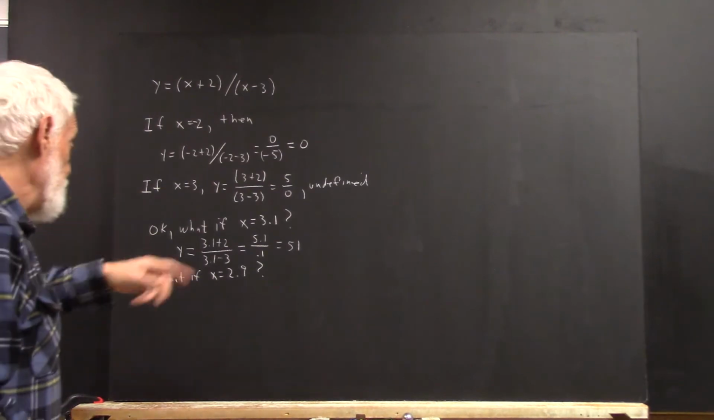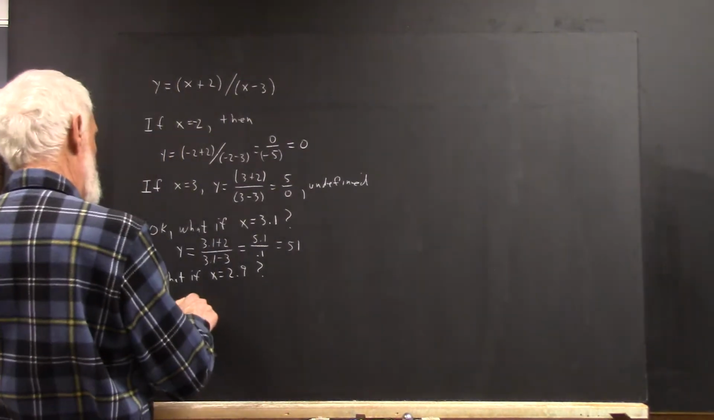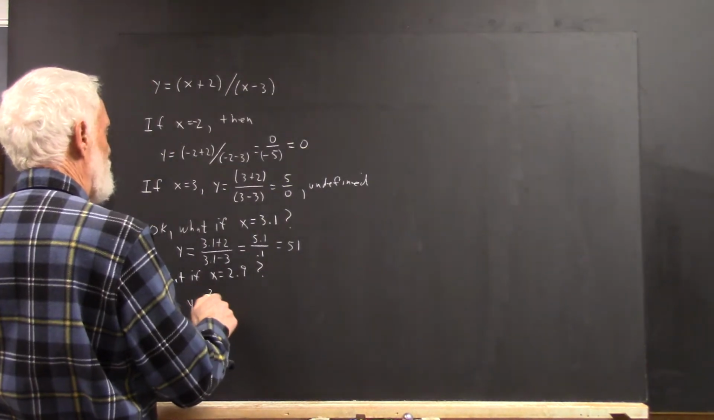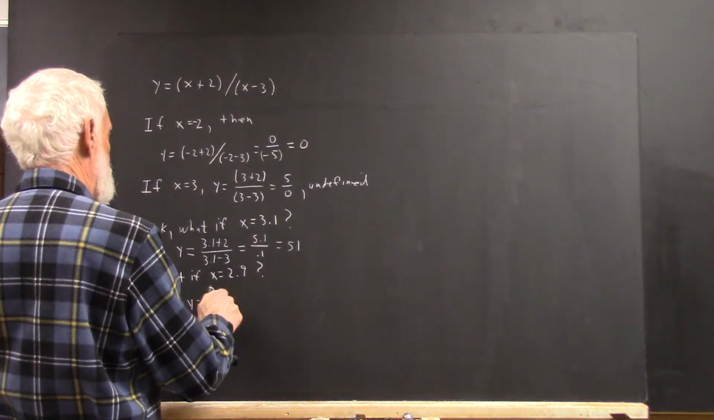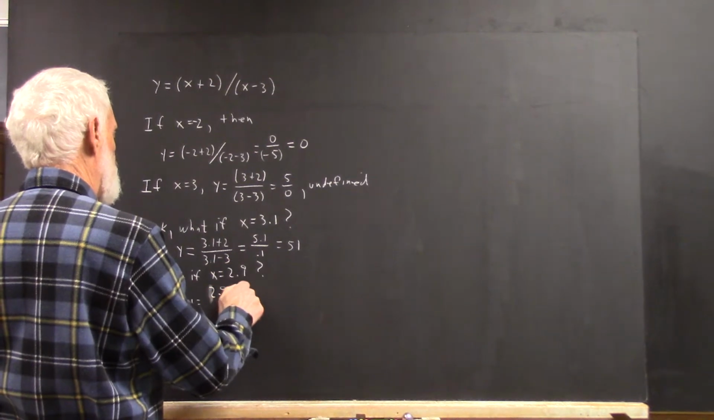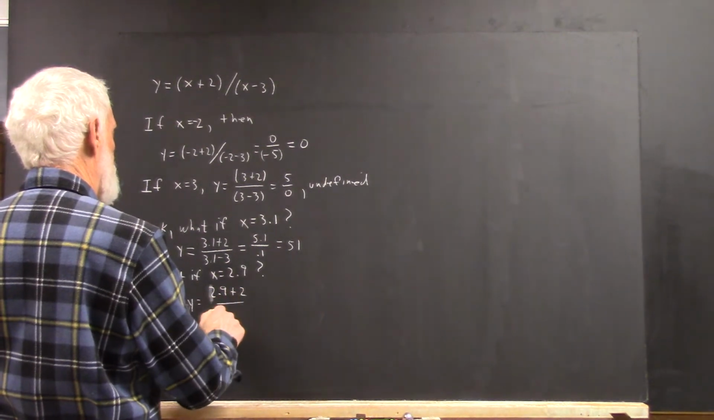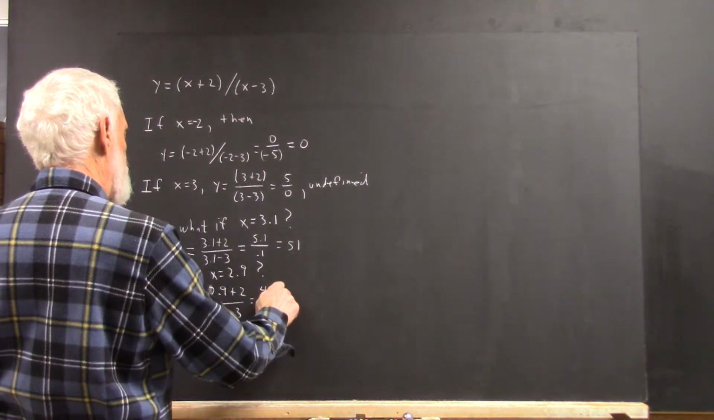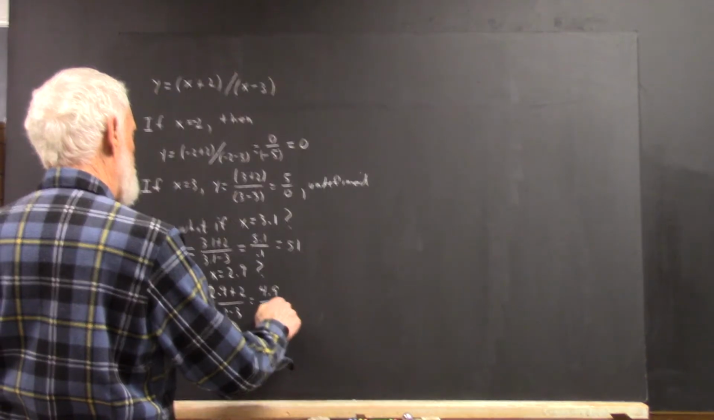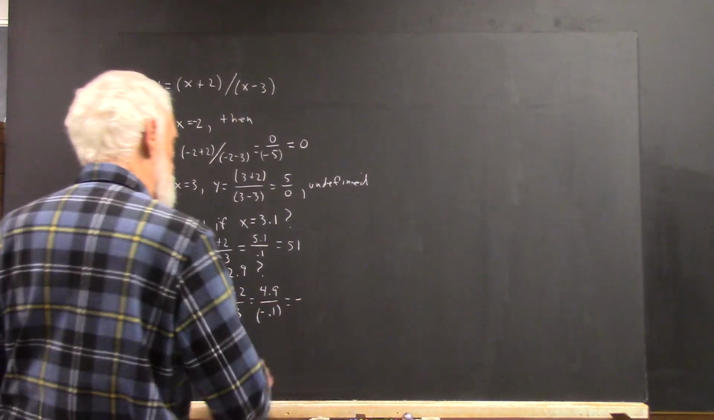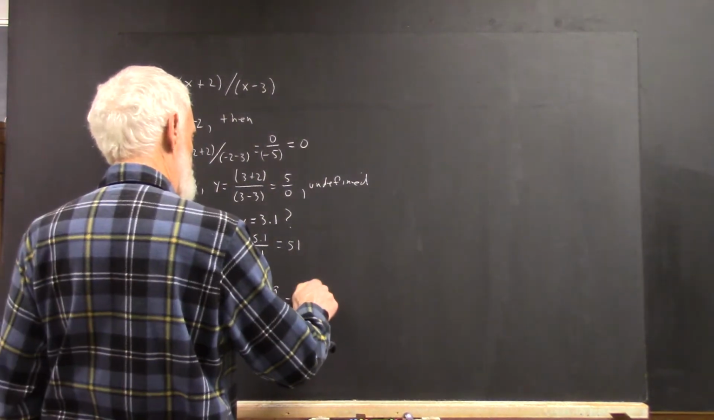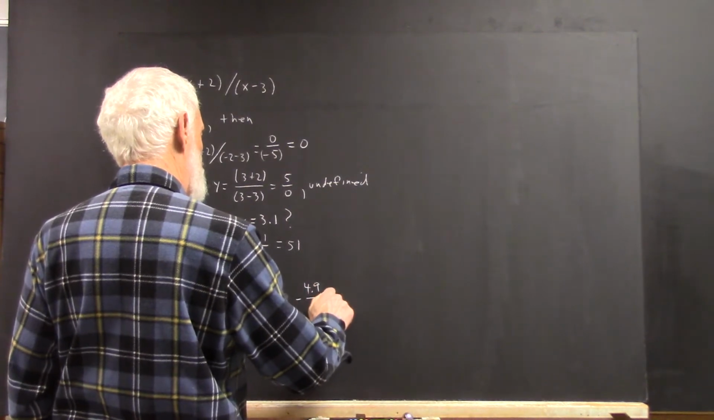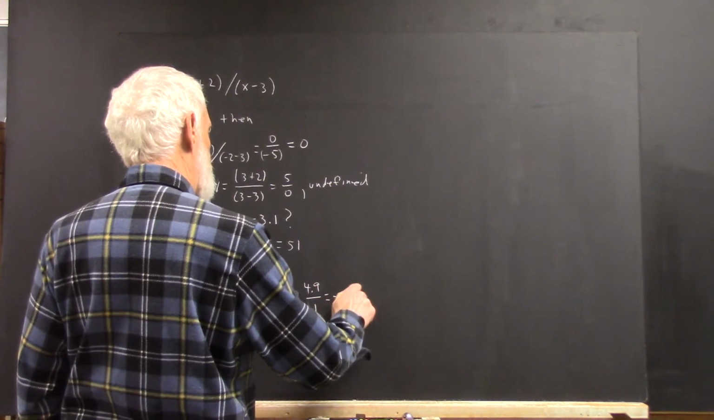Okay? What if x is 2.9? Well, then y is 50. Is that 5.1 or 51? 2.9, well, 2.9 plus 2 over 2.9 minus 3, which is 4.9 over negative 0.1. Well, you know it's going to give you a negative number, same as negative of 4.9 over 0.1, and that's negative 49.